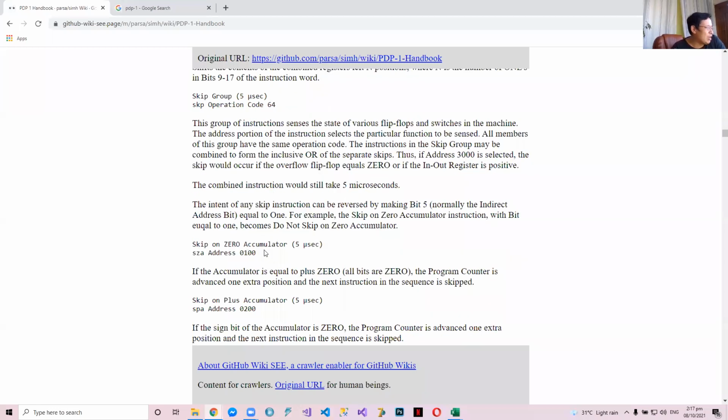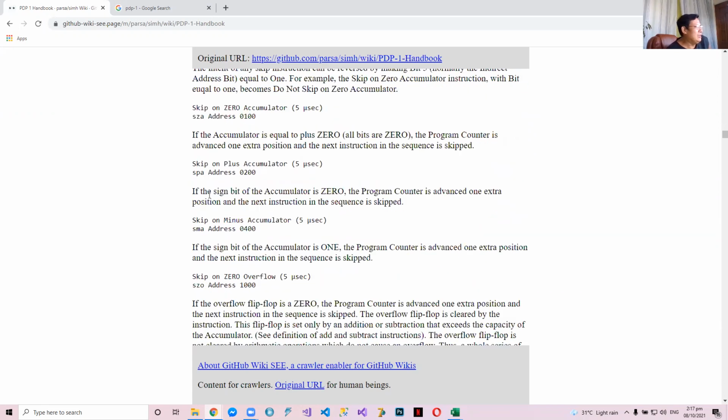Skip on zero accumulator. This will just skip. It will skip only one line. Okay, skip if the accumulator is 0. Okay, skip if the accumulator is plus. Okay, so this is like the jump plus. Do you follow? The skip on 0 is like the CF. Okay, and the skip on plus accumulator is like the jump plus. So it has both. So therefore, you can do both top down and bottom up.